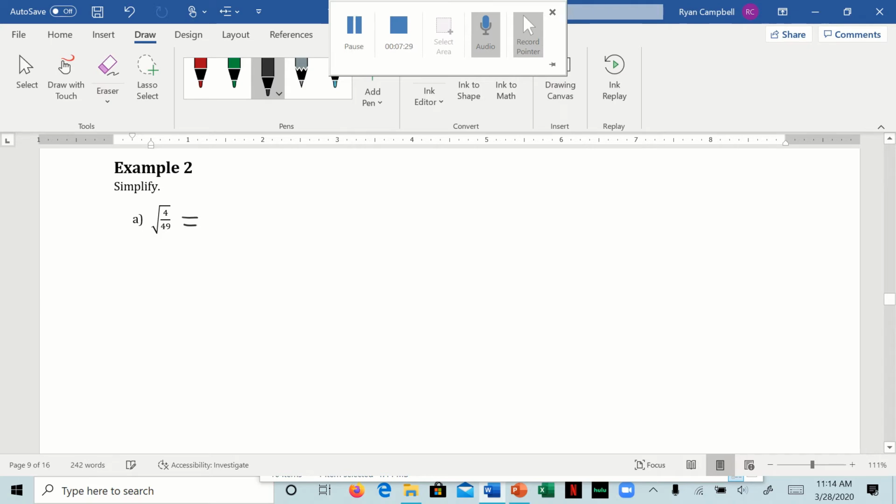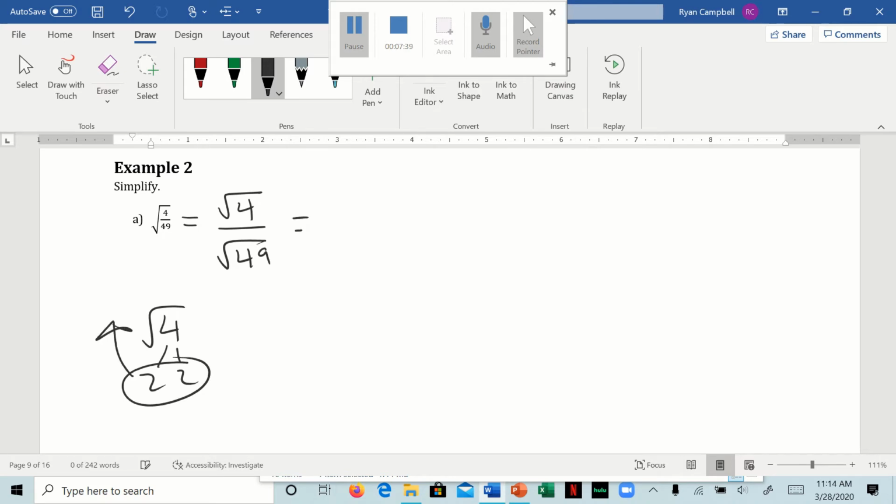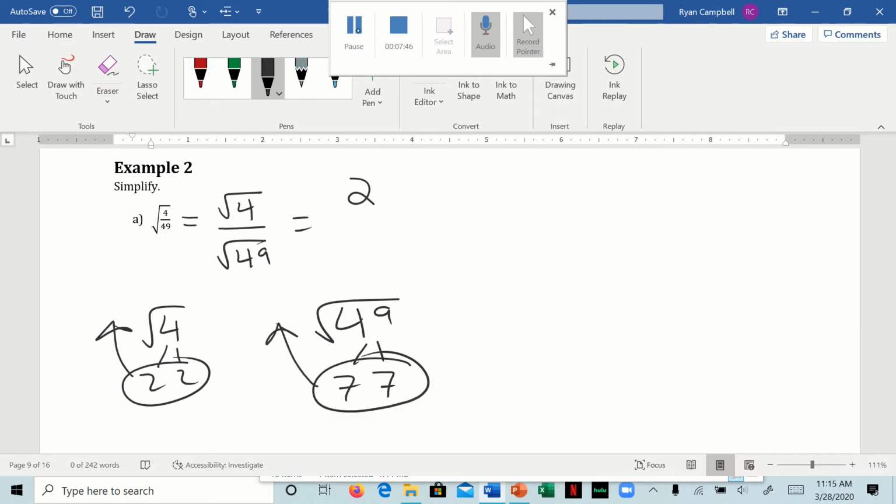So we can see that this is going to be the same as the square root of 4 over the square root of 49, right? Square root of 4, we know it can be 2 and 2, so that's just 2. Square root of 49 goes down to 7 and 7, so there's that pair. So over 7. So our answer is 2 over 7.